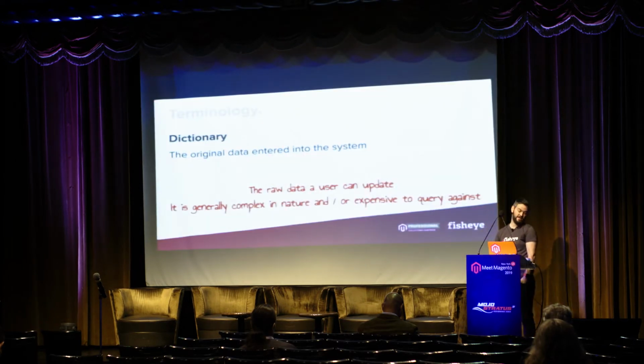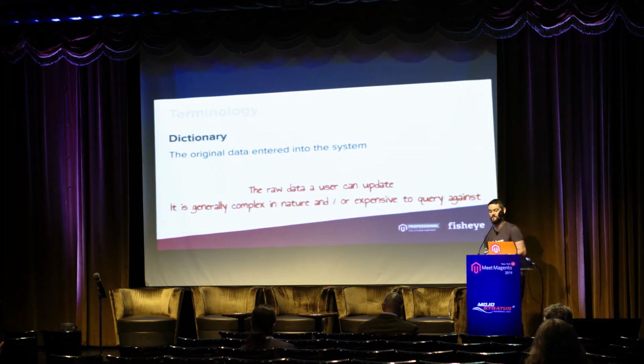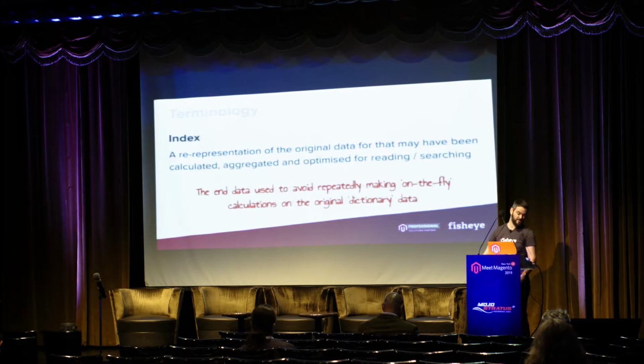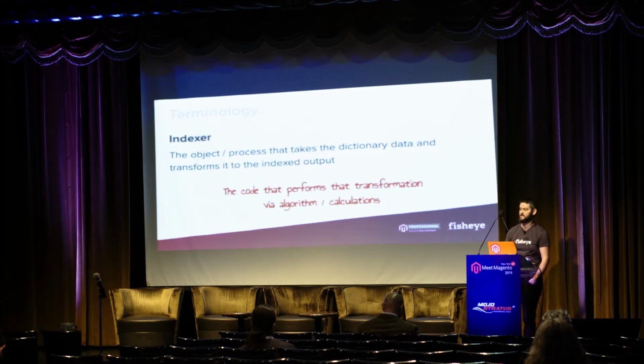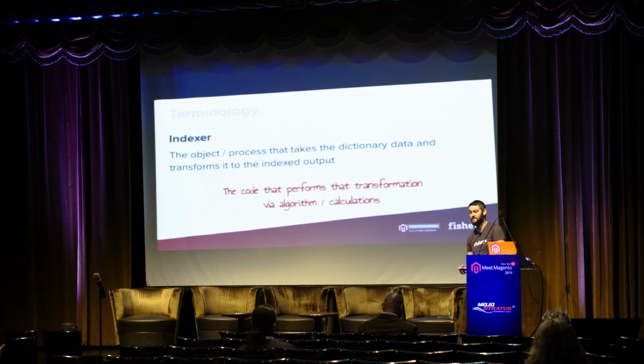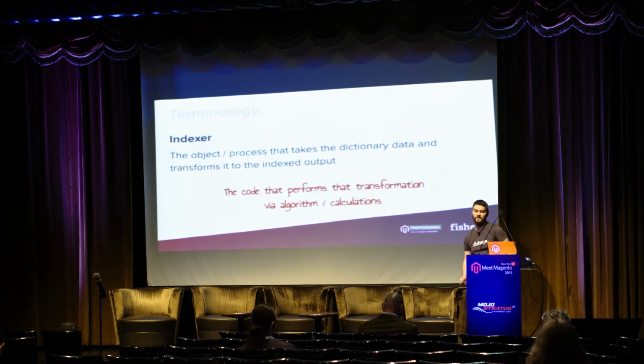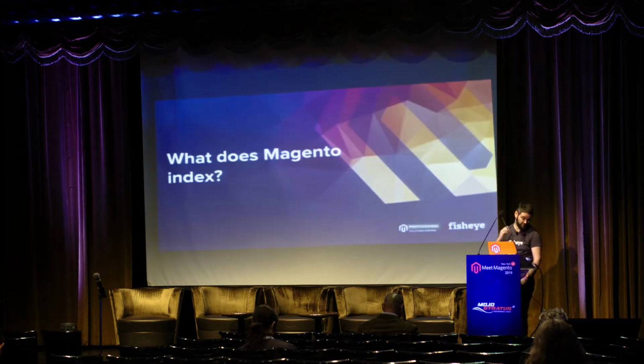So a little bit of terminology. First, the dictionary. This is the raw data. This is the MySQL tables in Magento where, let's say you're editing a product and updating the price, these are the raw tables where that data lives. The index is the re-representation of the data in another table. And finally, the indexer is the process used to take the dictionary data and create an index. In Magento's terminology, that's the code that performs the indexing process.